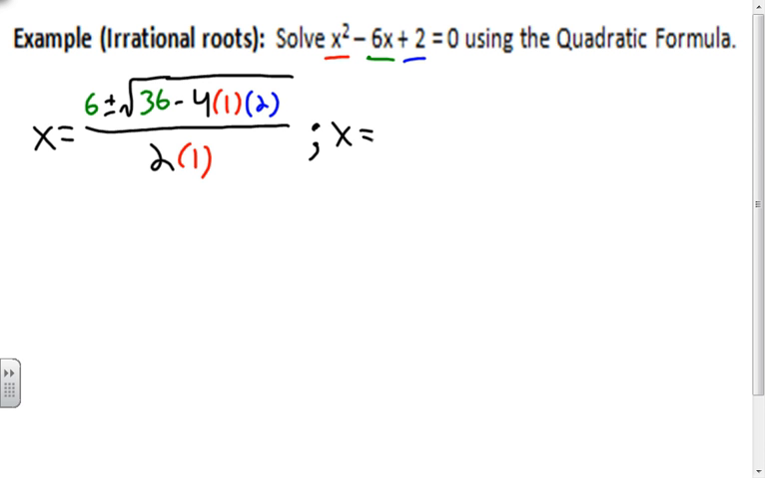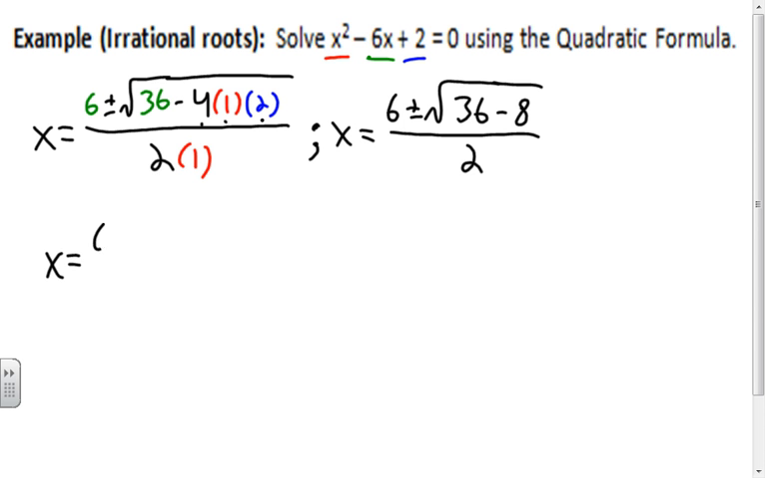So we simplify this down some. We get x equals 6 plus or minus the square root of 36 minus 4 times 1 times 2 is 8, all over 2 times 1 is 2. Come over here then. X equals 6 plus or minus the square root of 36 minus 8 is going to be 28, all over 2 still. In some cases, you might be able to leave this finished because we wouldn't be able to reduce it any. So you could leave it as 6 plus or minus the square root of 28 over 2.